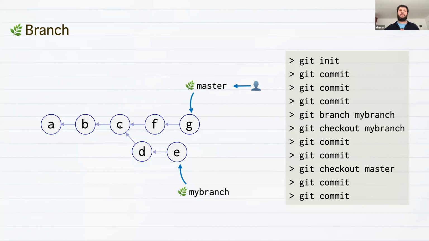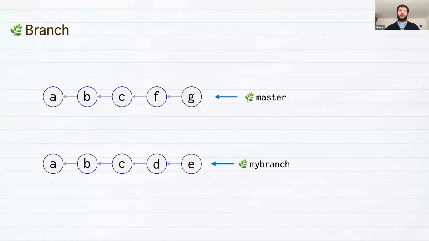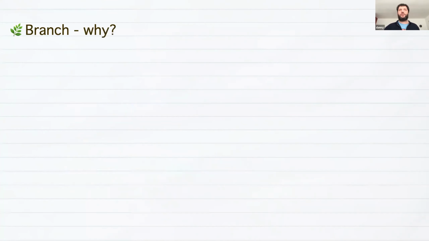Now you'll notice here that C is the parent for both F and D, and what we essentially have is two parallel histories here. So the commits E and D are on my branch and not on master, and commits G and F are on master and not on my branch. If we look at this from the branch point of view, you've got two parallel histories. One is A, B, C, F, G, which is the master branch, and one is A, B, C, D, E, which is my branch. Now you're probably asking, why on earth would you do this?